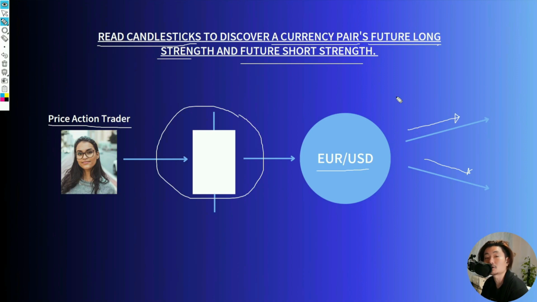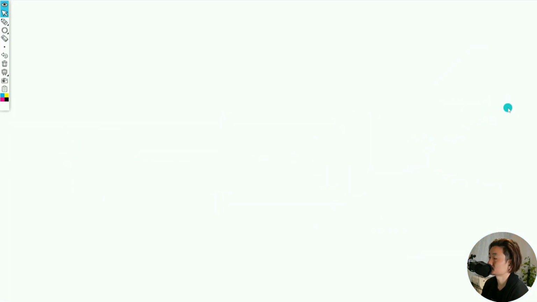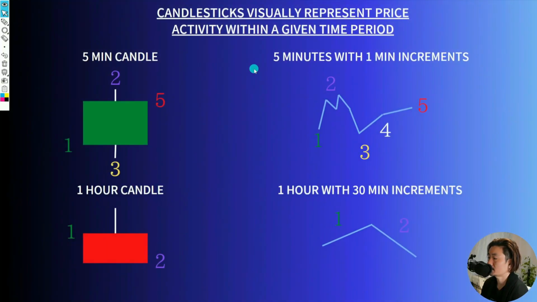All right, so now let's go on and define what a candlestick is to begin with. At the basic level, a candlestick visually represents price activity within a given time period. So right here, we have a 5-minute candle. What this 5-minute candle represents is what happened with price during those 5 minutes. Let's break down the 5 minutes with 1-minute increments.